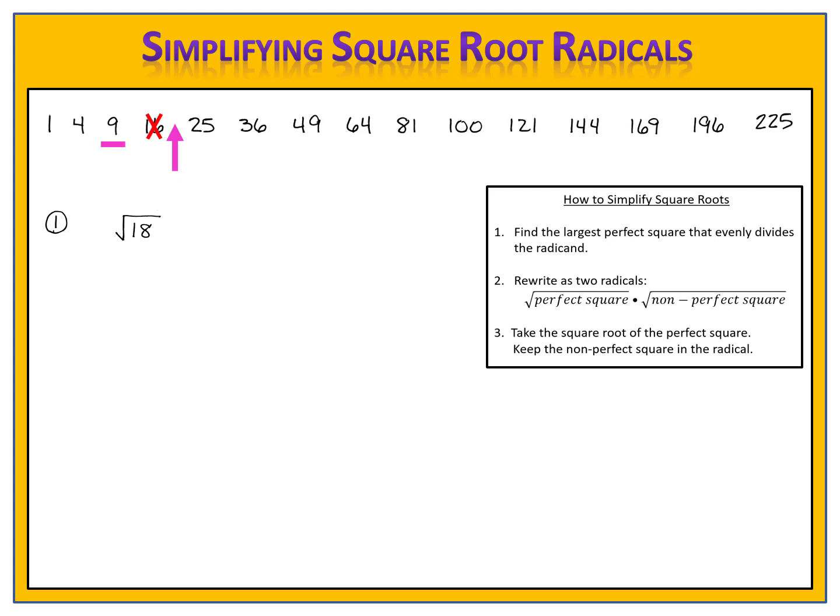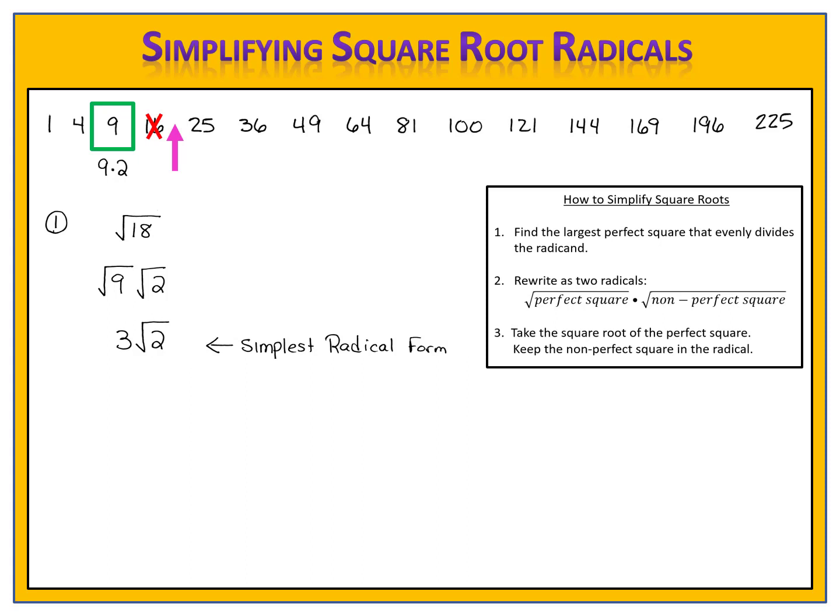How about 9? Does 9 go into 18 evenly? We could check in our calculator 18 divided by 9, and we see that it goes in 2 times. 9 is the largest perfect square that divides the radicand 18. In fact, 9 times 2 is 18. So I will rewrite the square root of 18 using step 2 as the square root of 9, there's the square root of the perfect square, times the square root of 2, there's the square root of the non-perfect square. We know that the square root of 9 is 3, and we keep the square root of 2. The square root of 18 can be rewritten as 3 square roots of 2.